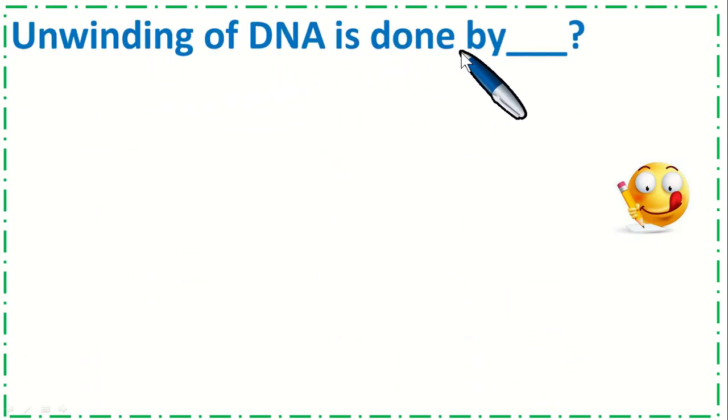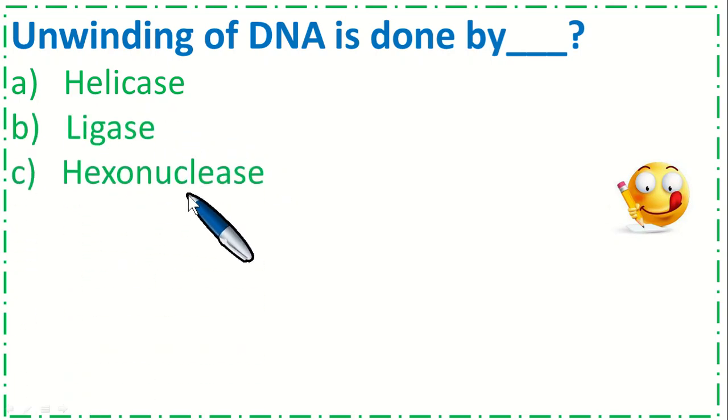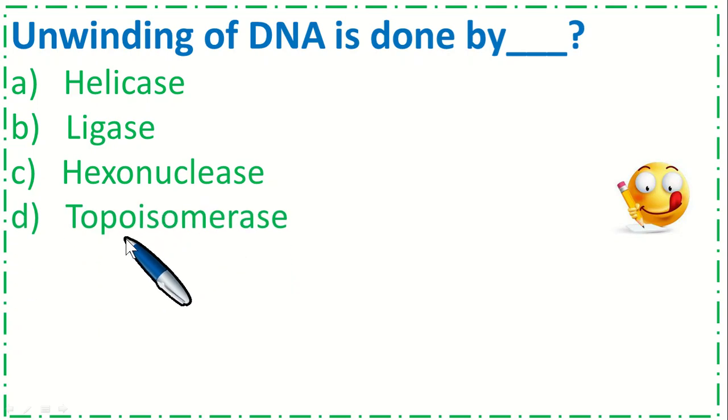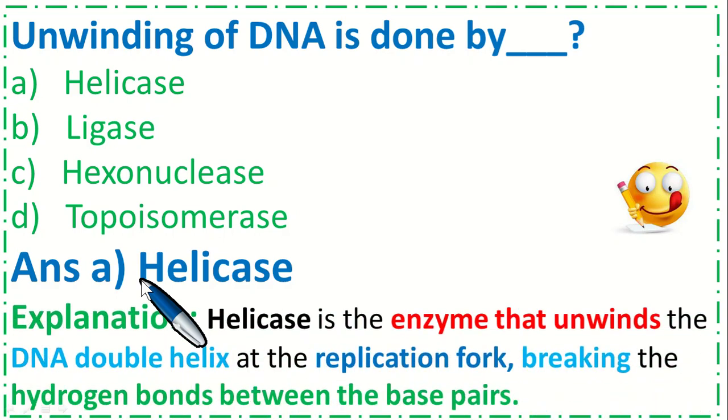Unwinding of DNA is done by dash. Option A, helicase, B, ligase, C, exonuclease, and option D, topoisomerase. So the correct option is A, helicase. Helicase is an enzyme that unwinds the DNA double helix at the replication fork, breaking the hydrogen bonds between the base pairs.